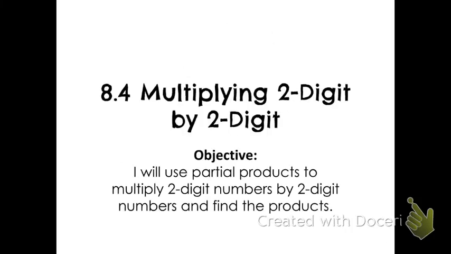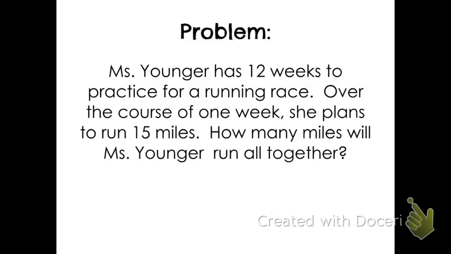Today's lesson is 8.4, multiplying two-digit by two-digit numbers. The objective for today is that you will use partial products to multiply two-digit numbers by two-digit numbers and find the products.